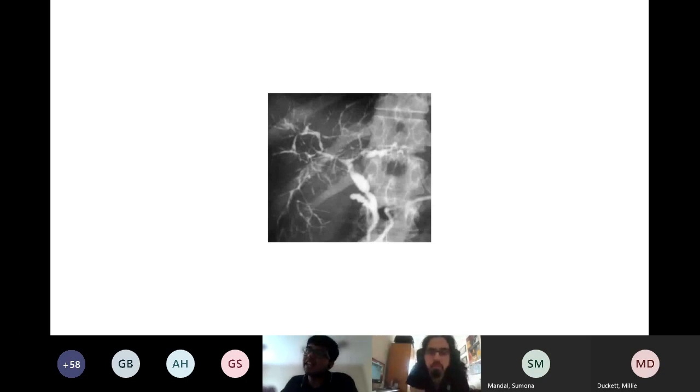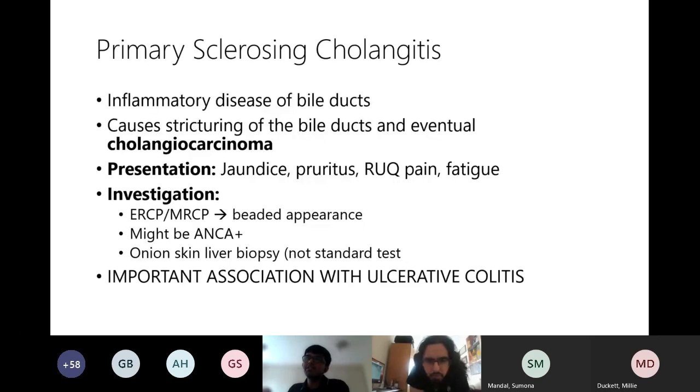All right, what's this? Yeah, so this is the classic beaded appearance of the bile ducts you'll see in primary sclerosing cholangitis. This is an MRCP image. Primary sclerosing cholangitis is an inflammatory disease of the bile duct causing stricturing, eventual cholangiocarcinoma. This is their classical presentation. So it's super similar to gallstones, but they tend to have autoimmune features like fatigue and lethargy.